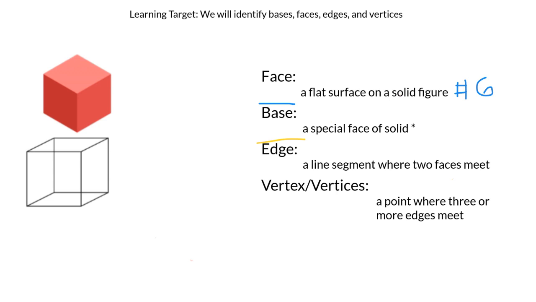Okay. The base, the definition I have here, is a special face of a solid. Now, most of the time, the base will be the shape at the bottom of the solid. Okay, but this changes a little bit when we talk about certain prisms or if they're flipped in certain ways. So for a cube, the shape on the bottom is going to be the shape of the base. So we know that that is square.